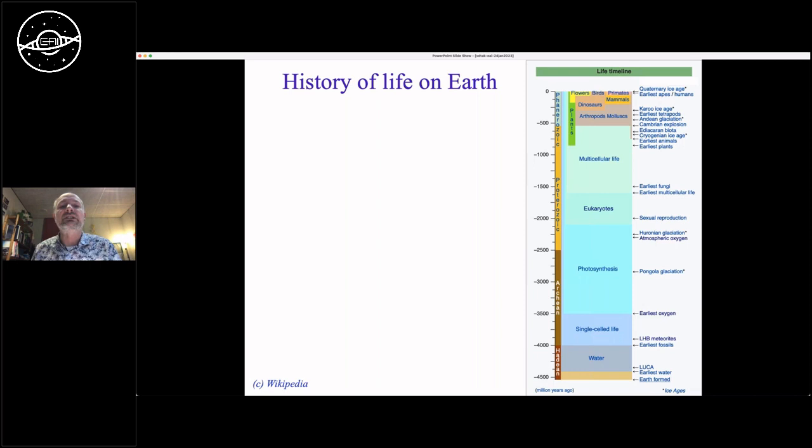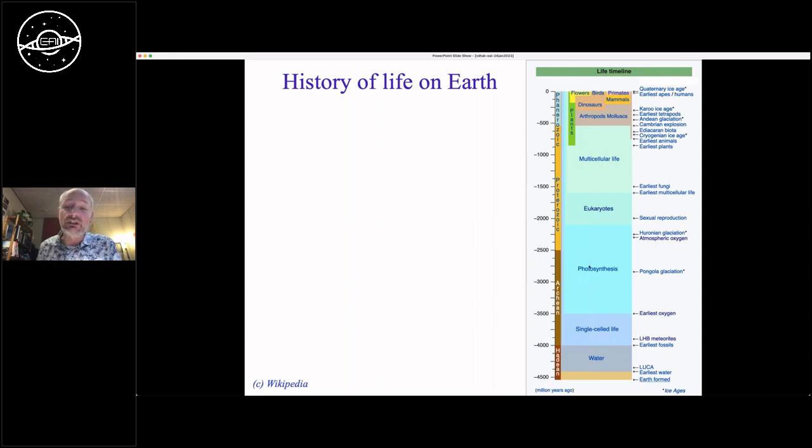To answer this, let's have a brief look at the history of life on Earth. I don't want to do this in too much detail, but the Earth is 4.5 billion years old, right here at the bottom of the graph. Initially, it was a lava planet, but then it cooled off, and liquid water appeared very soon. And the earliest signs of life are as old as 4 billion years.